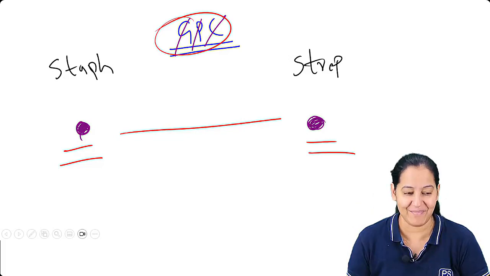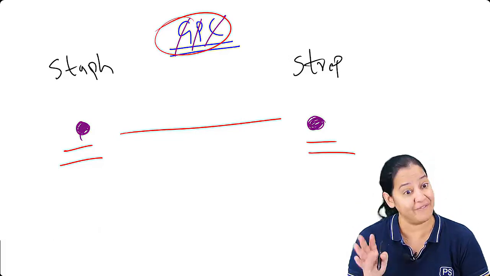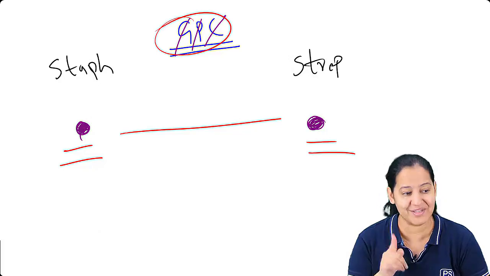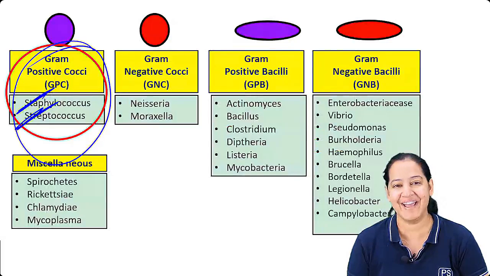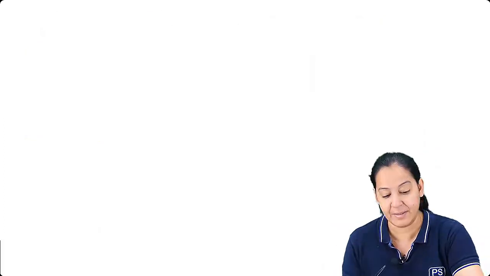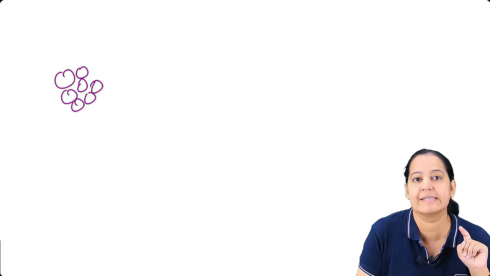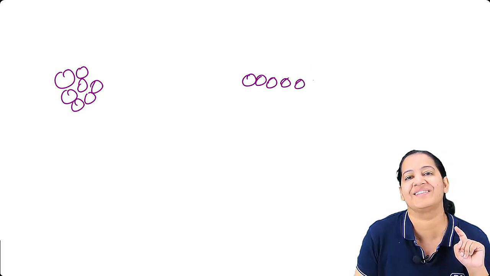Based on the diagram, there is a way. Yes, there is one way by which we can differentiate. Kavita, Saeed, there is a way. Let me tell you a way. Okay? I agree the color is the same. I agree the shape is the same. But the point is that the arrangement is different. The Staphylococcus are in clusters and Streptococcus are in chains.